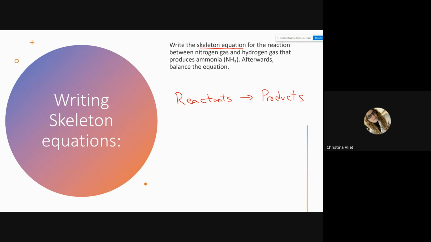In chemistry, if you see the word equation, chemical equation, skeletal equation, or balanced equation, we're talking about this: reactants go to products. So the equation actually is the chemical reaction itself. And the arrow you think of like an equal sign in a regular equation. That's why the two sides have to be equal to each other.